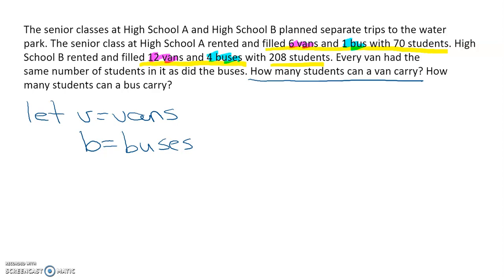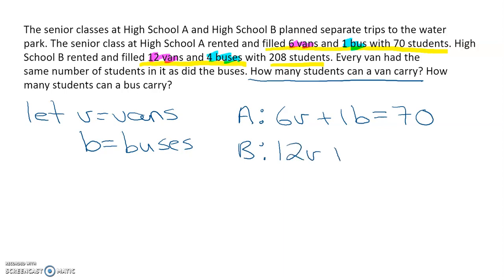So let's try and do an equation for high school A. So high school A says they have 6 vans and 1 bus for a total of 70 students. High school B says they have 12 vans and 4 buses for a total of 208 students. So now I have my two equations.